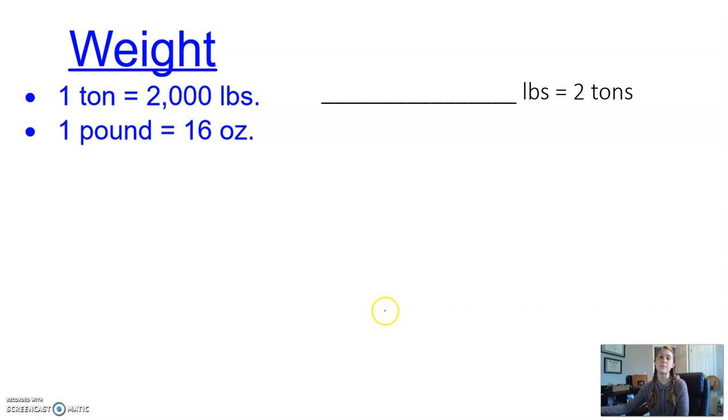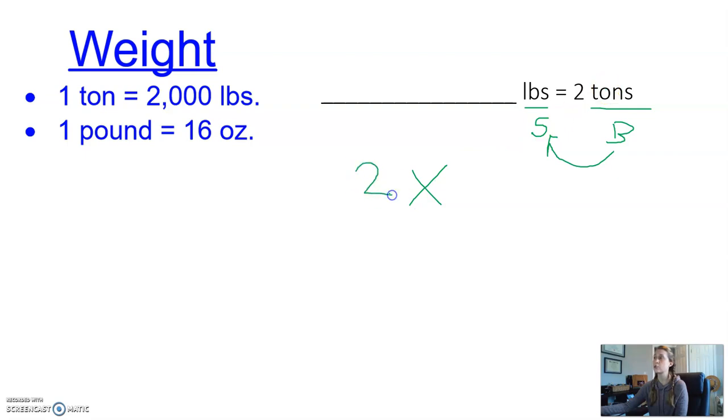This one says, how many pounds are in 2 tons? So we've got pounds and tons. We know that there are 2,000 pounds in 1 ton. So ton is the big unit. Are we going small to big? No, we're going big to small because we have 2 tons. We're trying to convert it into pounds. We're going big to small, multiply it all.